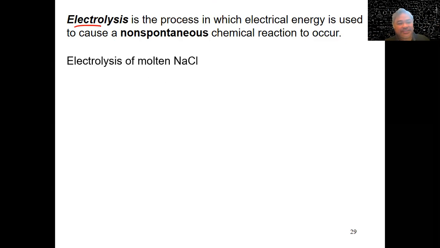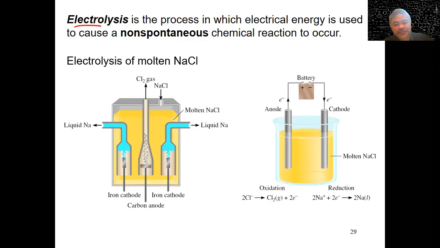Okay? So for instance, if you want to produce sodium metal and chlorine gas, you can get it from electrolyzing the molten NaCl. Okay? So what happened? So meron kang cathode at anode. And just like what you have in the voltaic cell, the cathode is where reduction takes place and the anode is where oxidation takes place.